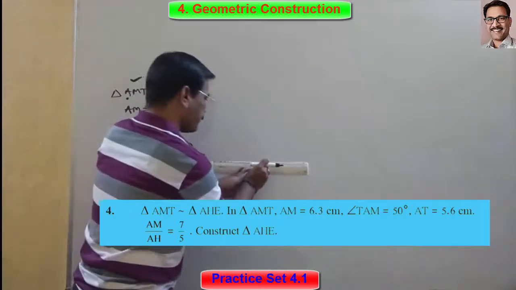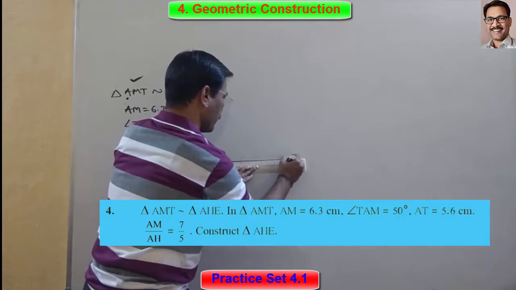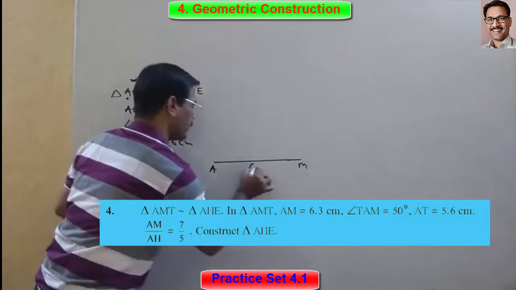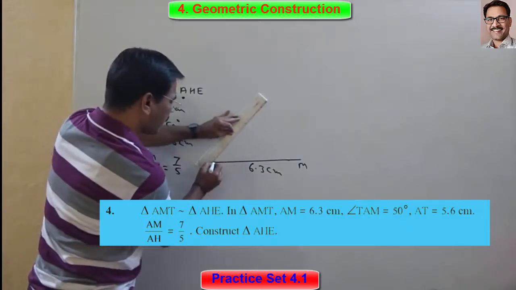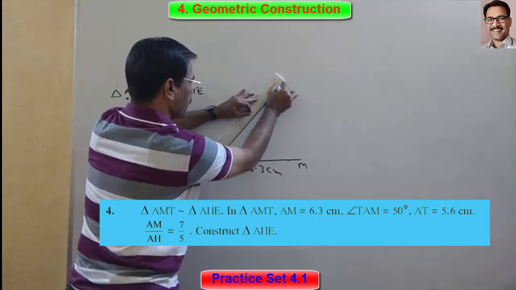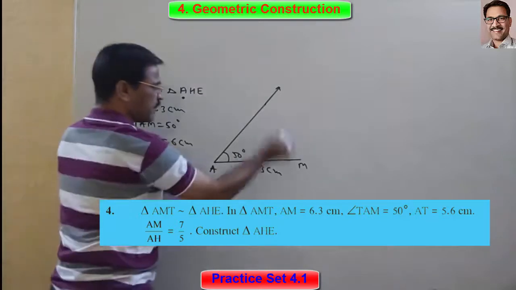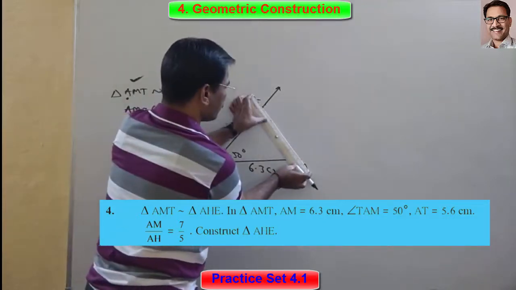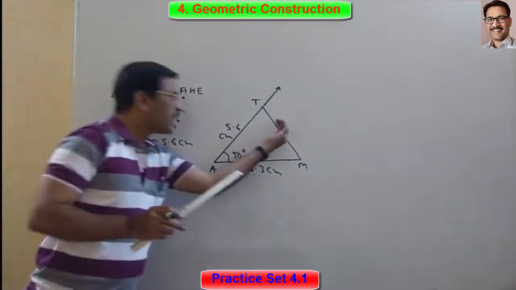That is 6.3. This is just a rough figure. Look here. AM as a base, and that is 6.3 centimeters. Afterwards, angle TAM is what? 50 degrees. Just draw 50 here. Rough figure, so I'll just take it approximately. Okay. This is of 50 degrees. And we have to take here AT, which is 5.6. 5.6 somewhere here. This is 5.6, here AT. And try to join this T here. Okay. Like this. Now, the triangle AHE definitely comes inside here.